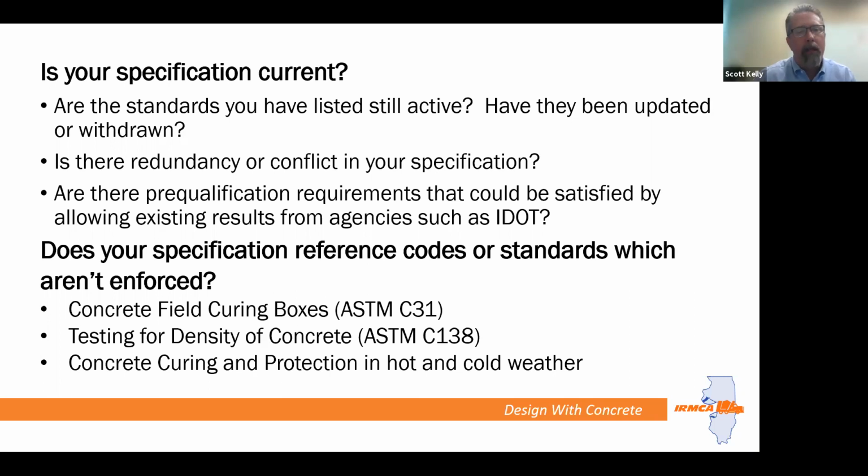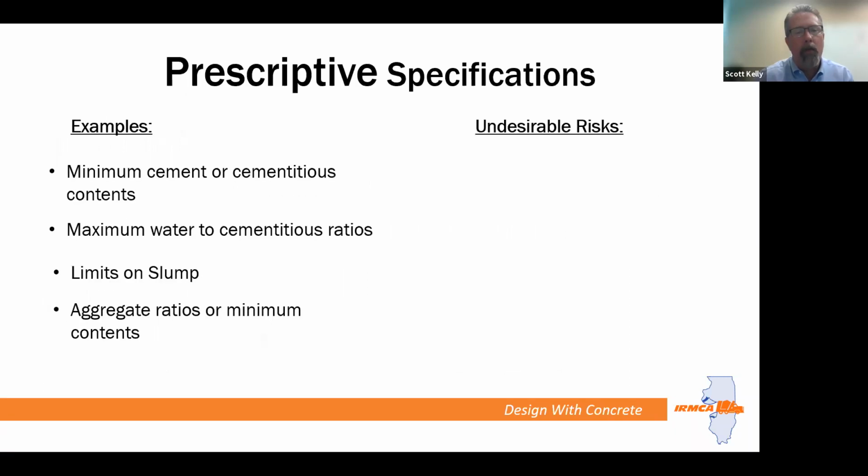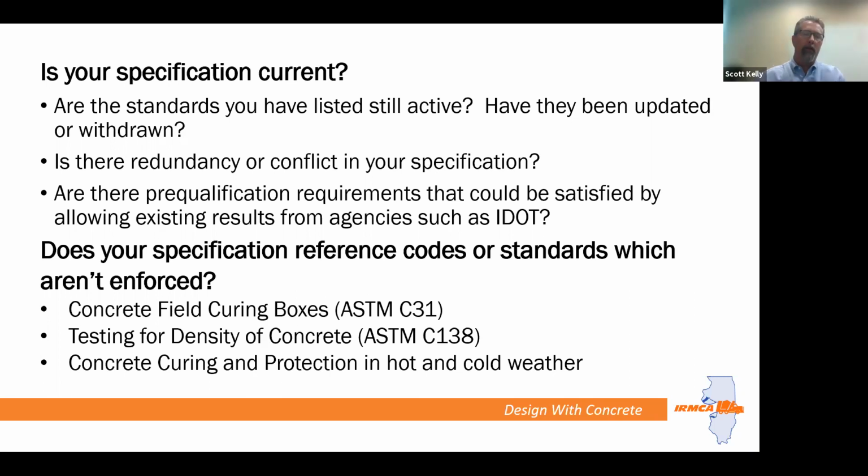Some of the codes and standards that we see that aren't enforced, some of the really good ones, are concrete field curing boxes. Again, testing for density of concrete. We see that a lot on structural lightweight projects, where that is obviously a very big factor relating to what we think should be acceptance of the concrete, but more often than not, there's not a scale on the project. And then of course, concrete curing and protection in hot and cold weather. And that is more than just the cylinders, that's the structure and the pavements as well.